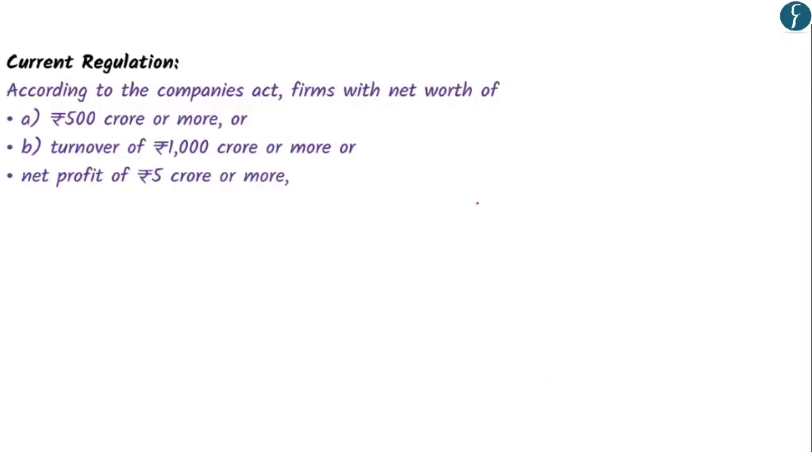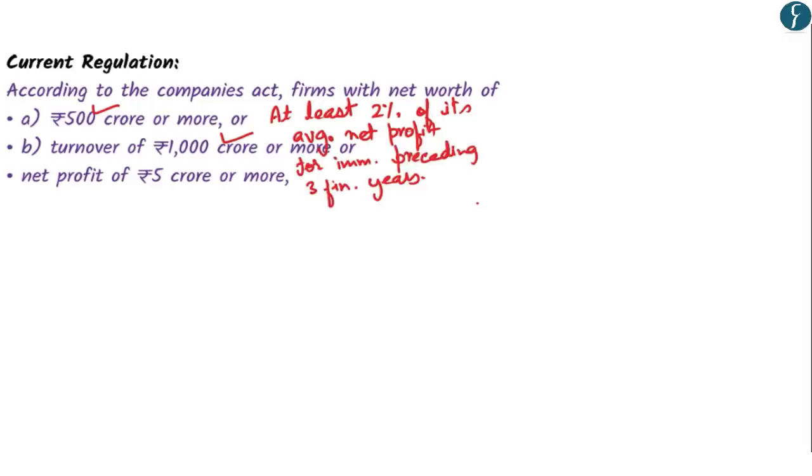As far as current regulation is concerned, every company, public limited or private limited, that has a net worth of rupees 500 crore or more, or a turnover of rupees 1000 crore or more, or a net profit of rupees 5 crore or more, needs to spend at least 2% of its average net profit for the immediately preceding 3 financial years on corporate social responsibility activities. The CSR activities should not be undertaken in the normal course of business and must be with respect to any of the activities mentioned in Schedule 7 of the Act.